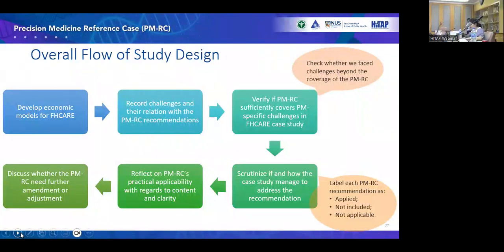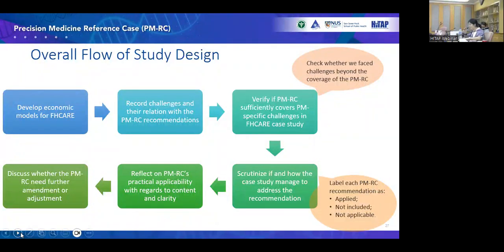As you can see from the overall flow chart of the study design, we tried to develop economic models for FH care in Thai settings. During this modeling process, we recorded challenges and their relation with the PMRC recommendations. Following this, in order to verify whether PMRC sufficiently covers PM-specific challenges coming across in this FH care case study, our research team checked and discussed whether we faced challenges beyond the coverage of the PMRC.